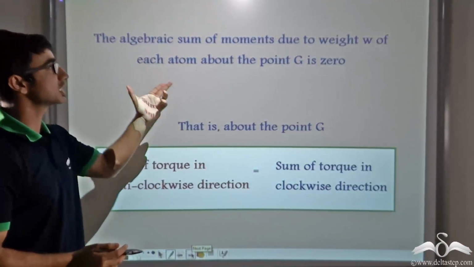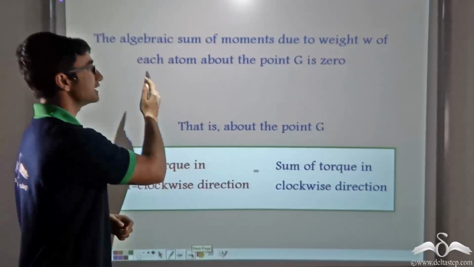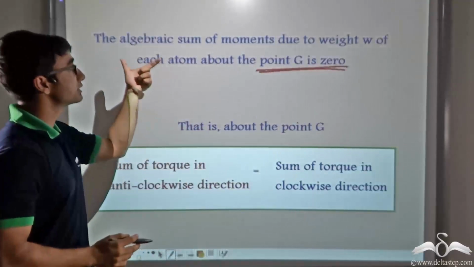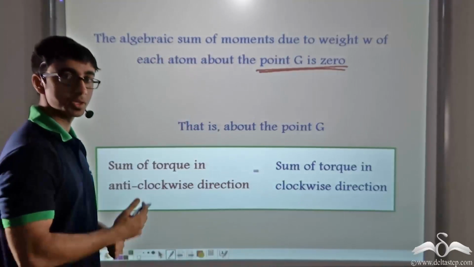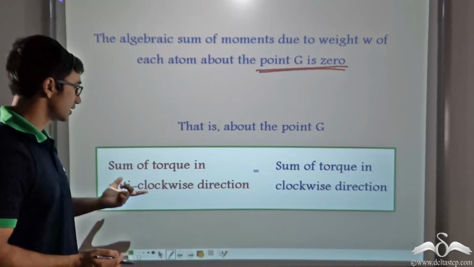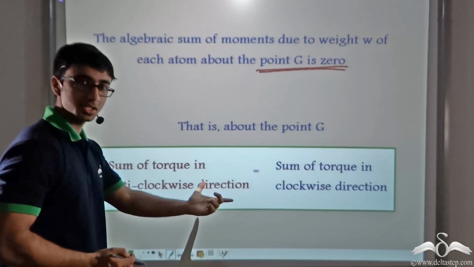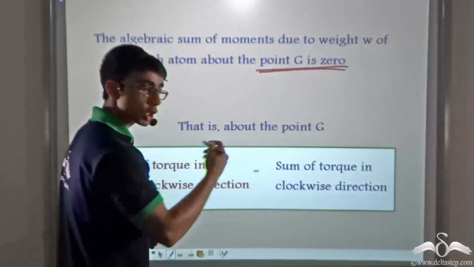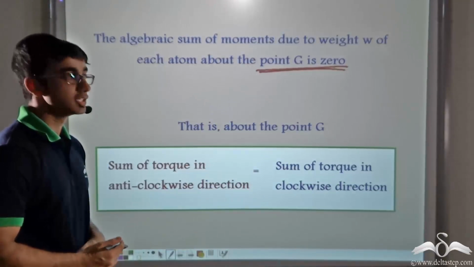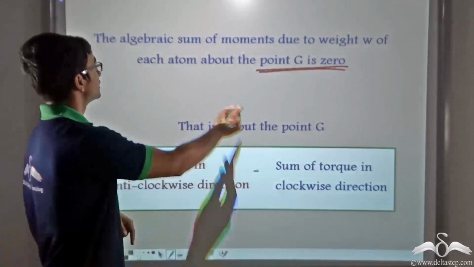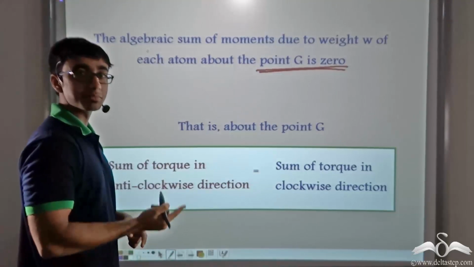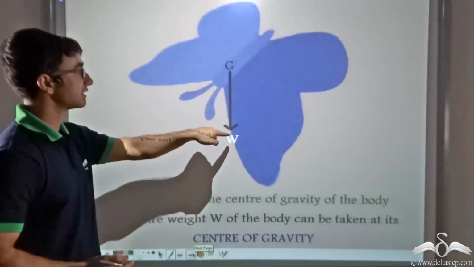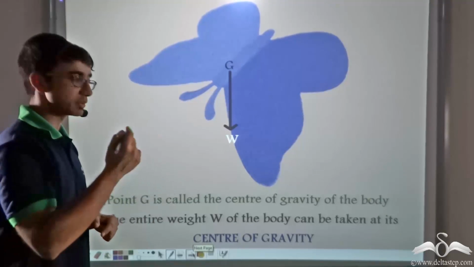This means that the algebraic sum of moments due to weight W of each atom about point G is 0. Now since the algebraic sum of moments about point G is 0, what can we say? It is only because the sum of torque in the anti-clockwise direction, or the anti-clockwise moment, is equal to the sum of torque in the clockwise direction, that is the clockwise moment. So at point G, because the algebraic sum of moments is 0, we are able to balance the paper butterfly. Thus we see that it is at this point G which we can balance the paper butterfly.